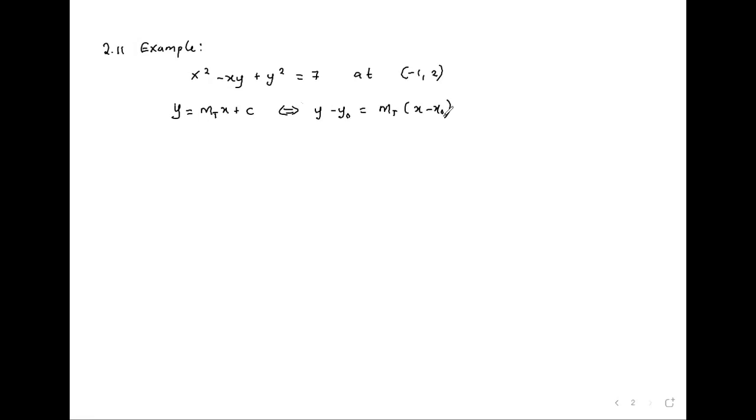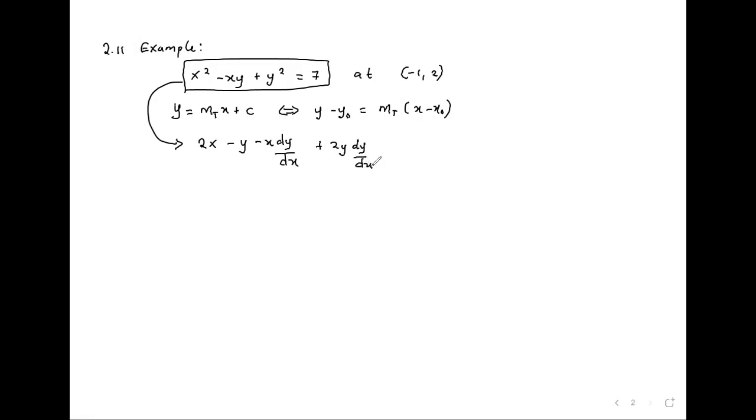Okay, so let's find the MT. We differentiate this with respect to x. So it will be 2x minus y minus x dy/dx. I'm using implicit differentiation there. When there's xy, it's like you're doing the product. And then plus 2y dy/dx, making sure that whenever you differentiate y, you put dy/dx. It is equal to 0.